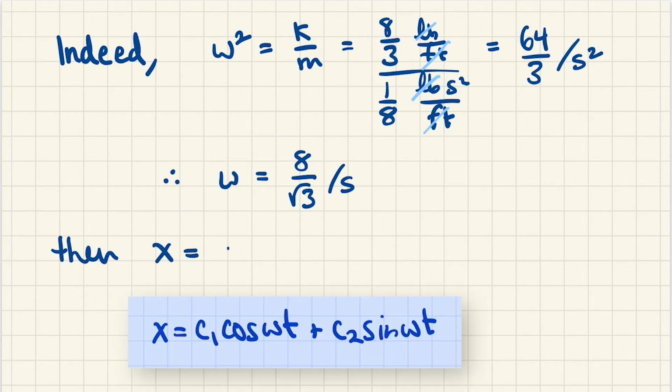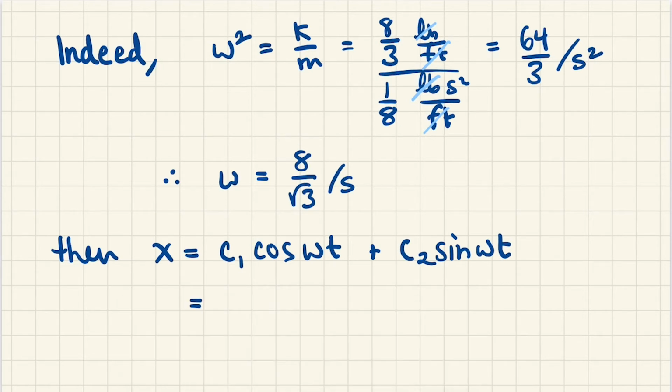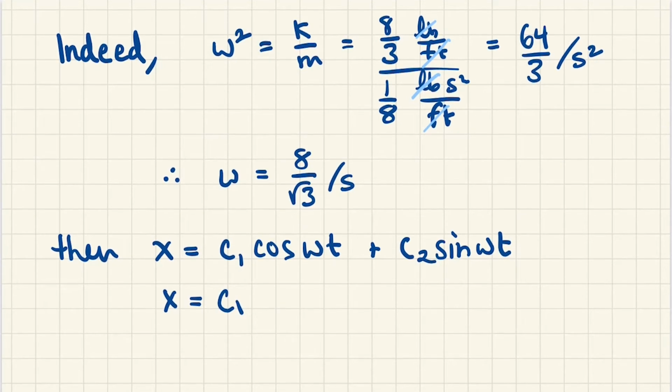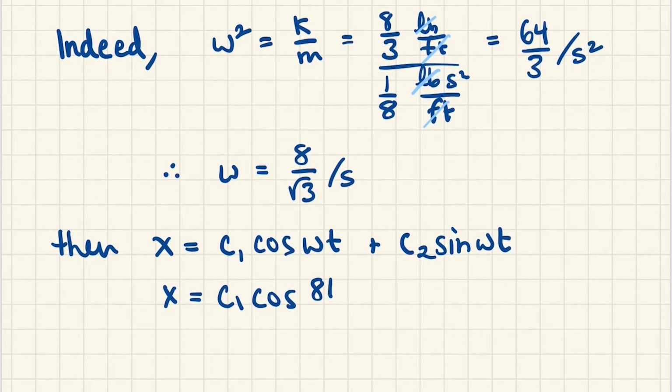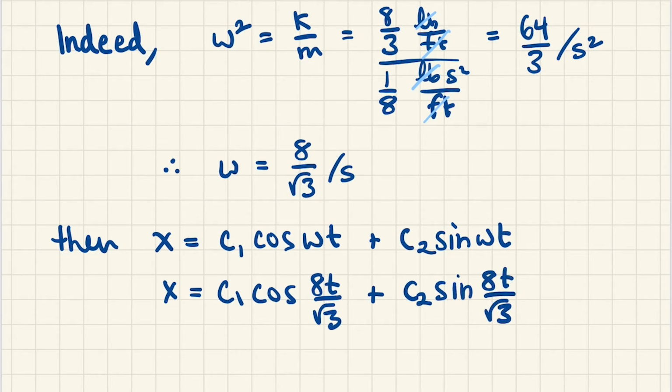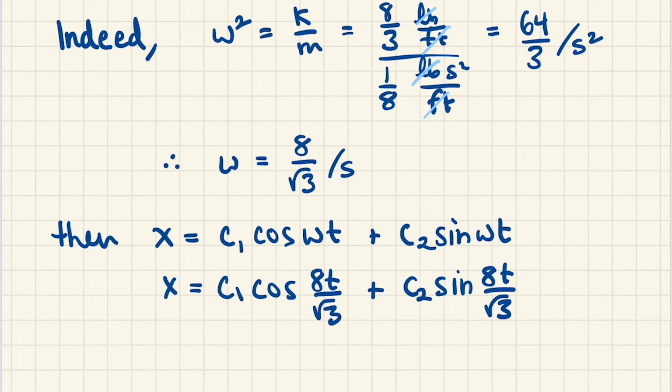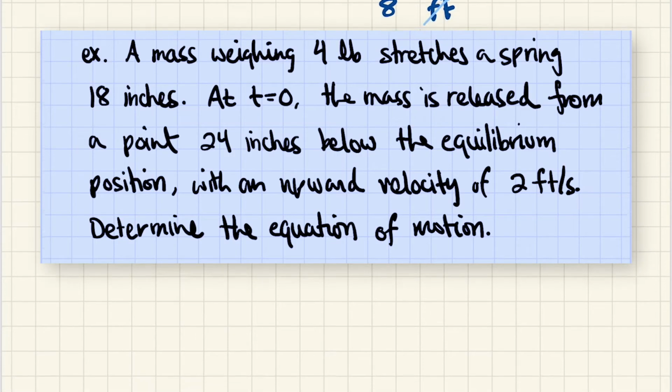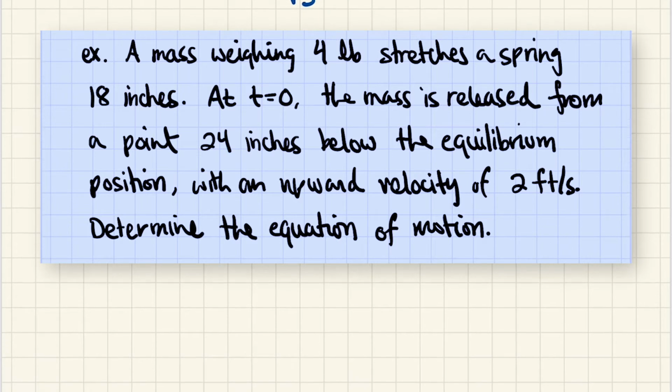So recall this is the form of our x, c1 cosine of omega t plus c2 sine of omega t. And so we know that it's now c1 cosine of 8t over rad 3 plus c2 sine of 8t over rad 3. So all we have to do is figure out our c1 and c2, and then we're good to go. Okay, but that's what the initial conditions are for, right? This is technically an initial value problem.